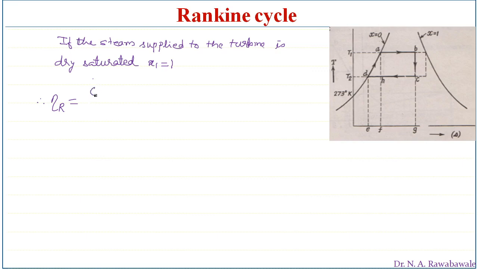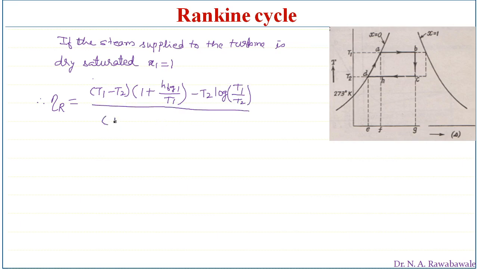We get (T1 minus T2) plus, in another bracket, since x1 is 1, only HFG1 divided by T1, close this bracket, minus T2 log (T1 divided by T2), whole divided by (T1 minus T2) as it is, plus the term x1, whose value is 1, so here it becomes HFG1. So we call this equation number 4.